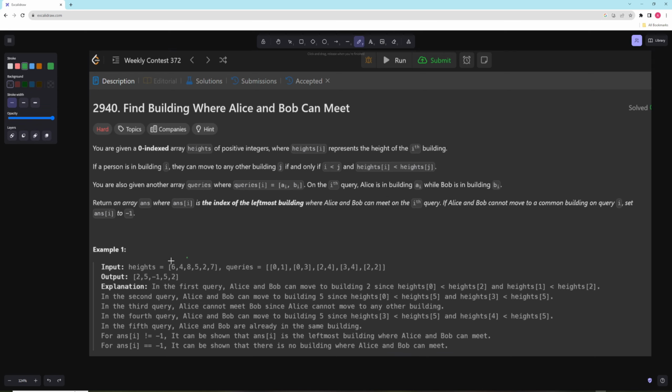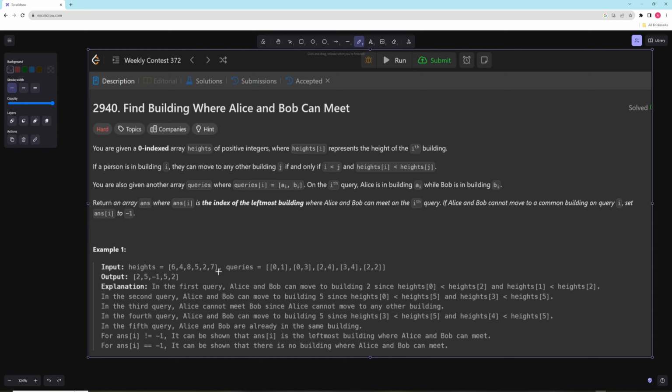In the second query, we have 0 and 3, so 0 is here, 3 is here. Same thing, they have to meet in a building to the right, which is this one over here, so that's index 5. In the third one, we have 2 and 4. They have to meet in a building to the right, but it has to be bigger than both, so there is no building there, so we have -1.